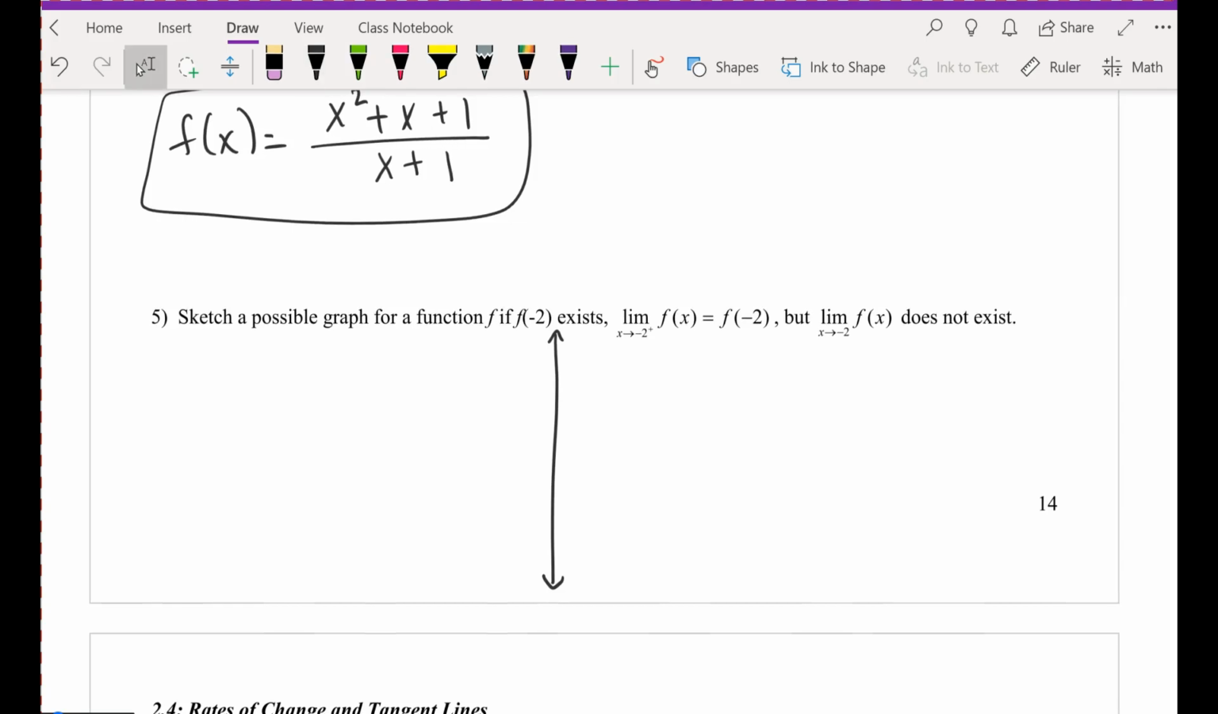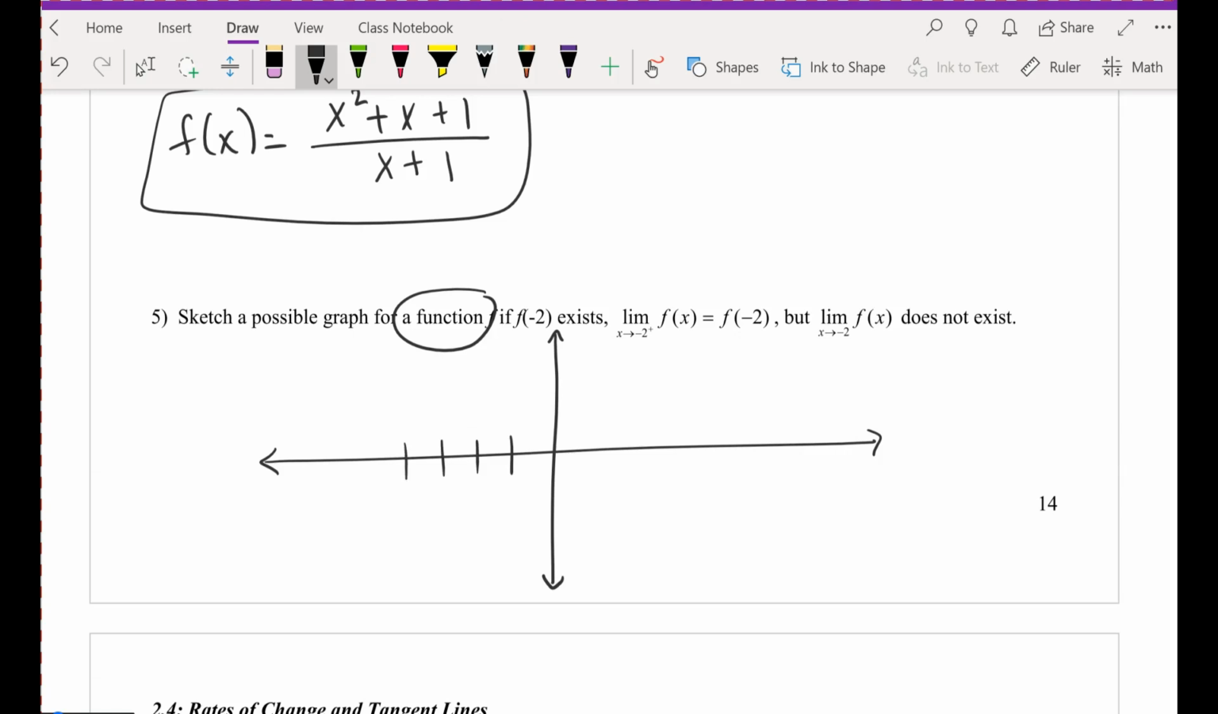Okay. Let's recap really quickly. If it says it's a function, what line must your graph pass? Yes. So when you graph it out, check the vertical line test to see that it passes. Okay. Restriction number 1: f of -2 must exist. What does that even mean? It has to be continuous.